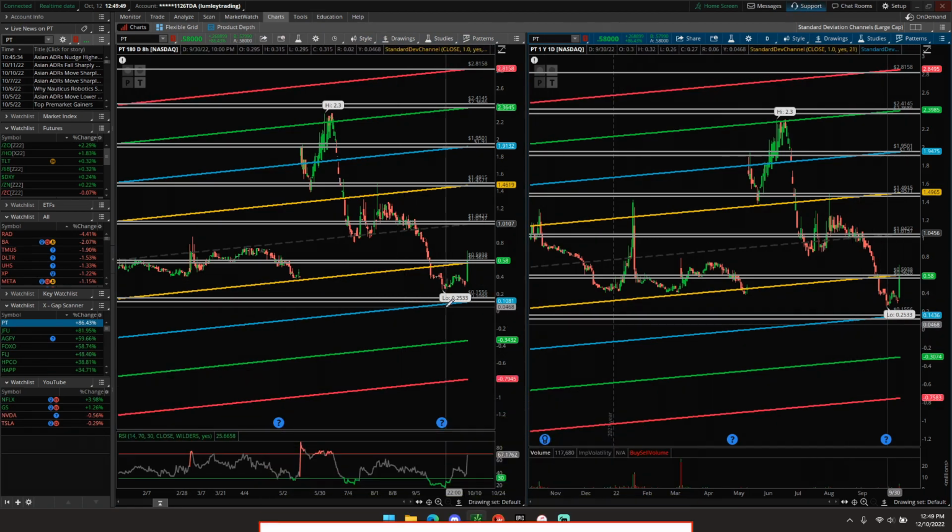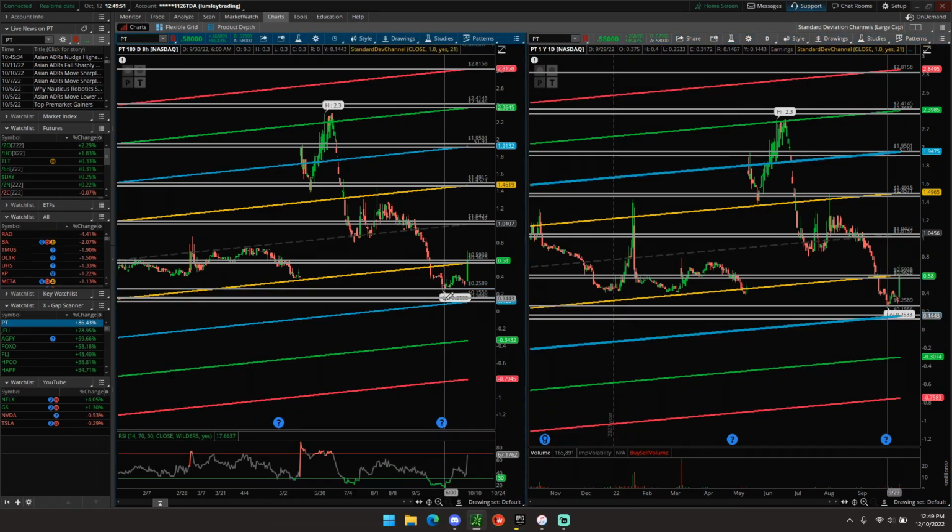And those would really be the only key supports apart from, I guess, the 52-week low and psychological level at 25 cents. Anyway, that is the breakdown on PT.